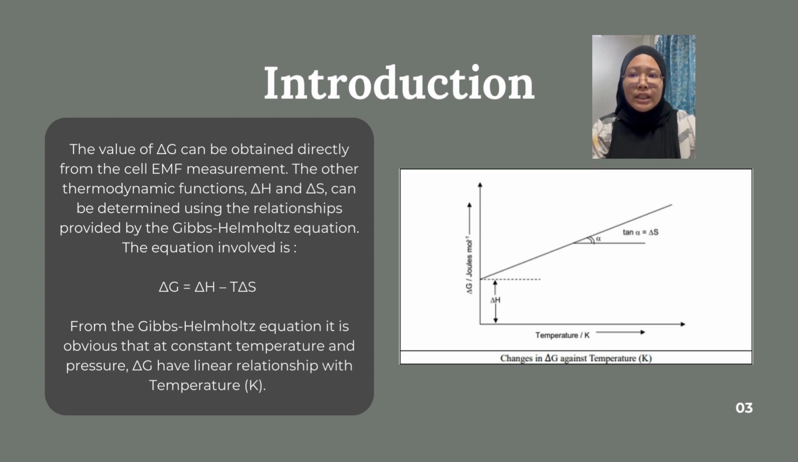The other thermodynamic functions, delta H and delta S, can be determined using the relationship provided by the Gibbs-Helmholtz equation. The equation involved is delta G equals delta H minus T delta S. From the equation, it is obvious that at constant temperature and pressure, delta G has a linear relationship with temperature in Kelvin.